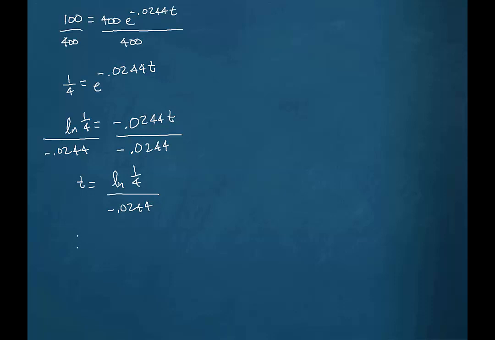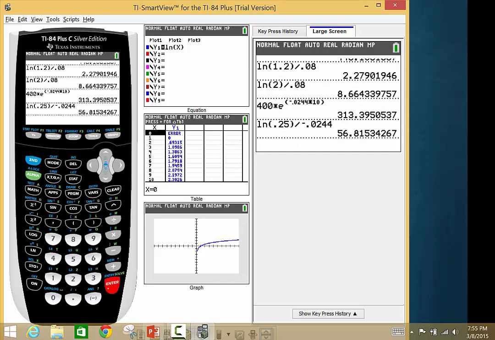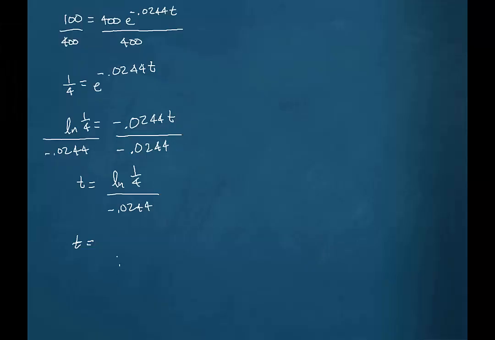If we wanted to estimate that time, then we can use a calculator. So we'll have the natural log of a fourth, we could type a fourth in there, or 0.25, same thing, divided by the opposite of 0.0244, which is going to give us 56.8 if we round to one decimal place. And that time was in years.